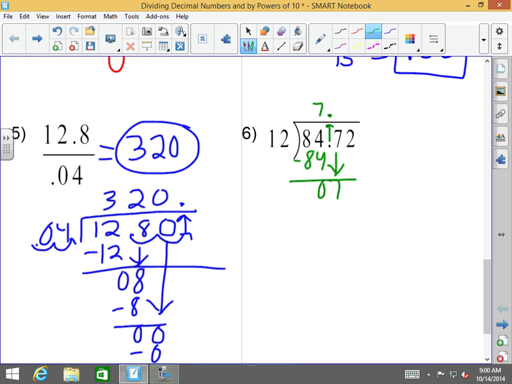No, 12 does not go into 7 six times. It goes in 0 times. Please be careful, guys. The questions I'm asking are the questions you should be asking always. 12 goes into 72 how many times? 6. That's 72. 0 is my remainder.